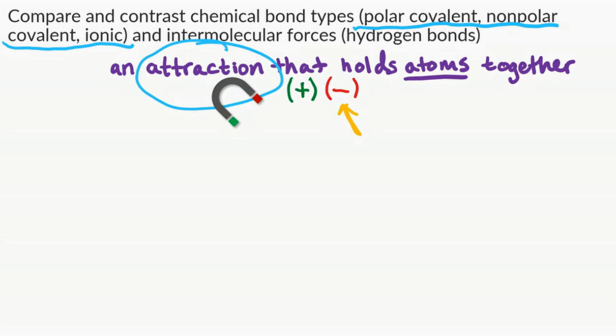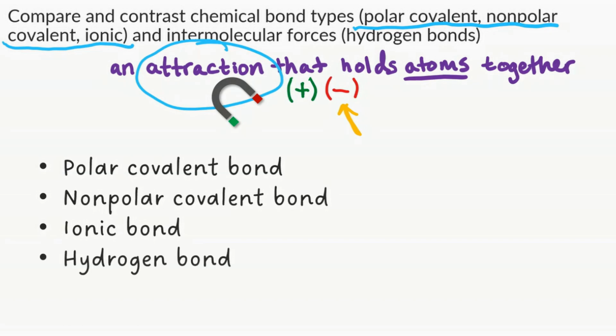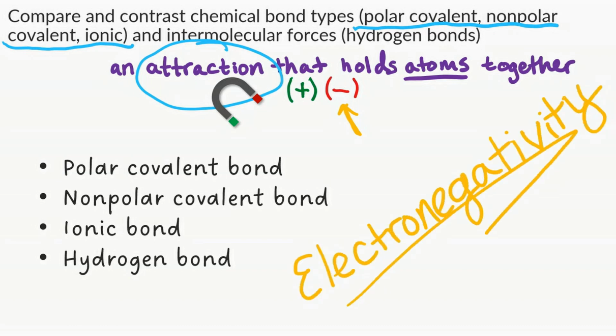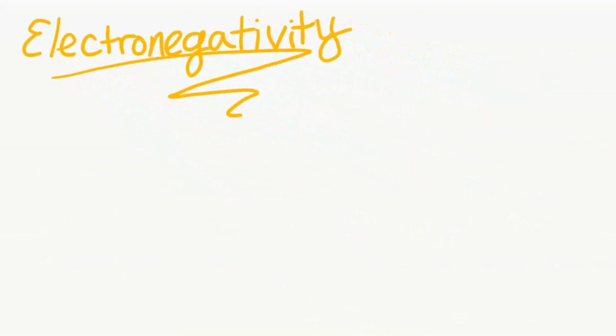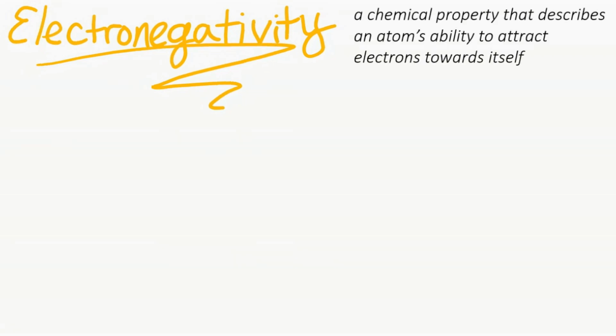So what separates polar covalent from nonpolar covalent, from ionic versus hydrogen bonds from one another? Well, each bond is variable in how strong they are, meaning how tightly they hold atoms together, and they're all based on the electronegativity of the atoms or elements they are bonding together. So, what's electronegativity? Electronegativity is formally defined as a chemical property that describes an atom's ability to attract electrons towards itself.